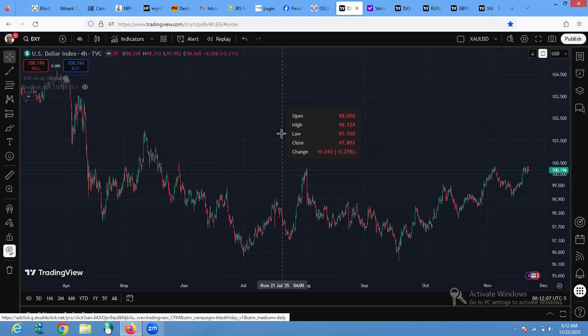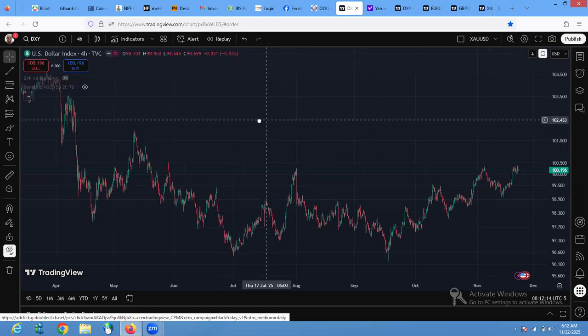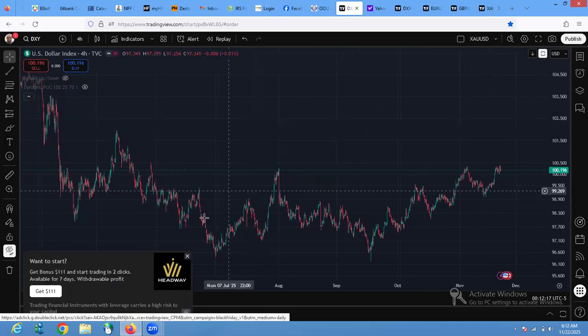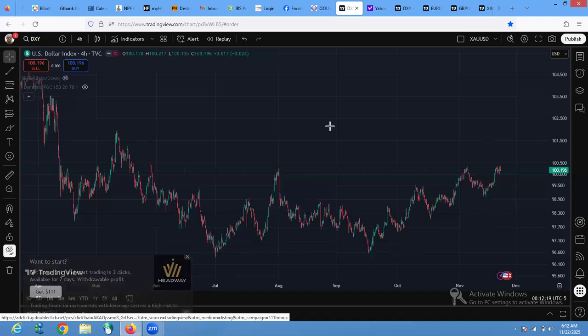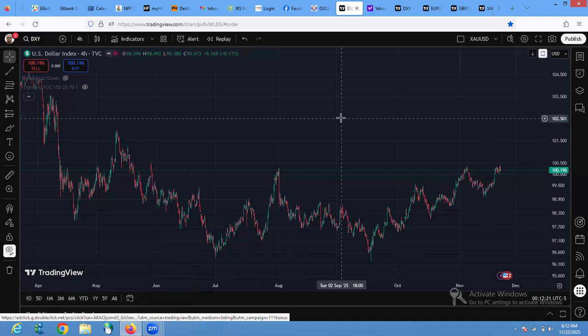We are starting with DXY as usual, and we'll flip through the other instruments that we have. Now, we are still in this consolidation zone, but we need also to understand what the price is trying to do. And we still believe and still hold that view, the price will still break down for the last time before we see a bigger correction to the upside.